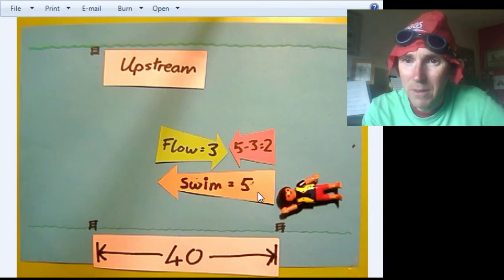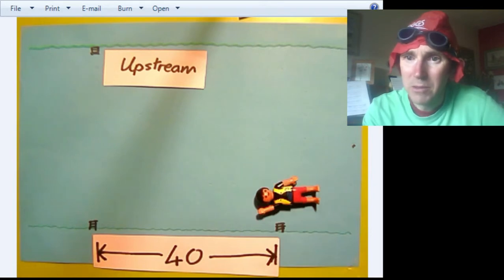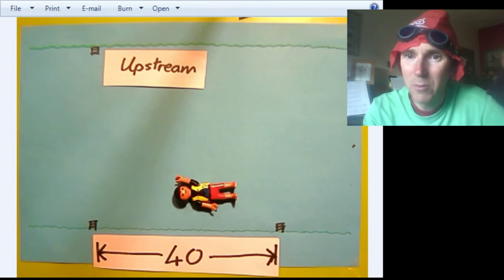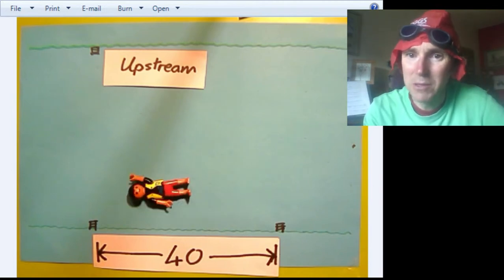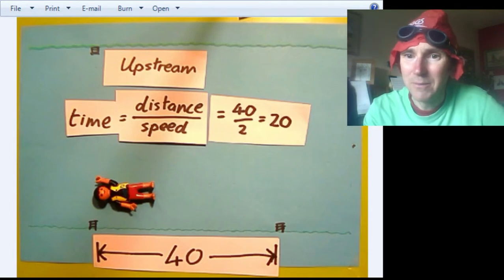Okay, so we've got a swimming speed of 5 units per second. So he goes up 5, but then the water moves down 3, even though he's moving through the water, which means he only makes it 2 units along the bank. Let's see what's going to happen. Go. Getting hard work, going upstream's not easy. Keep going, Bertie, keep going. Yay, he's made it.